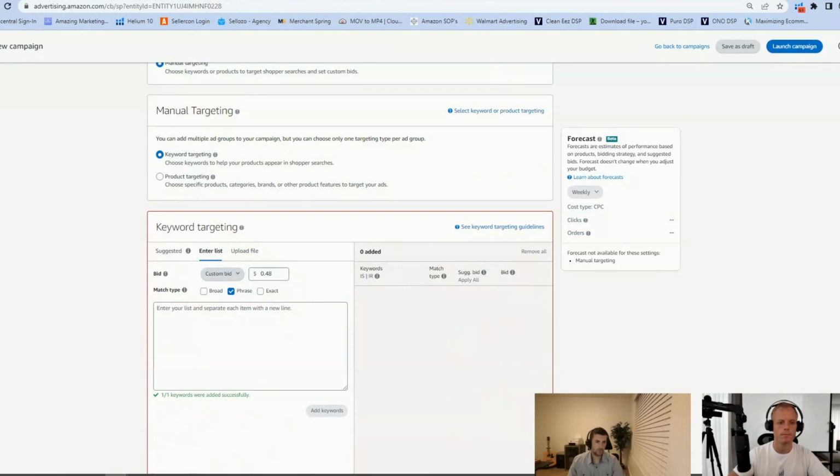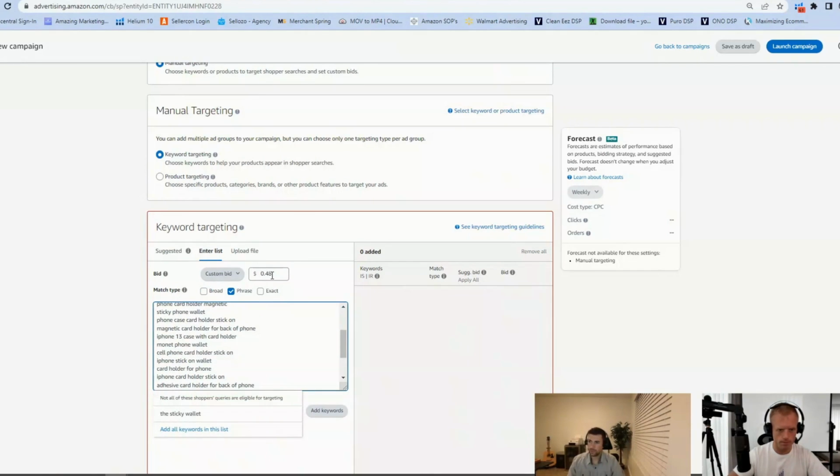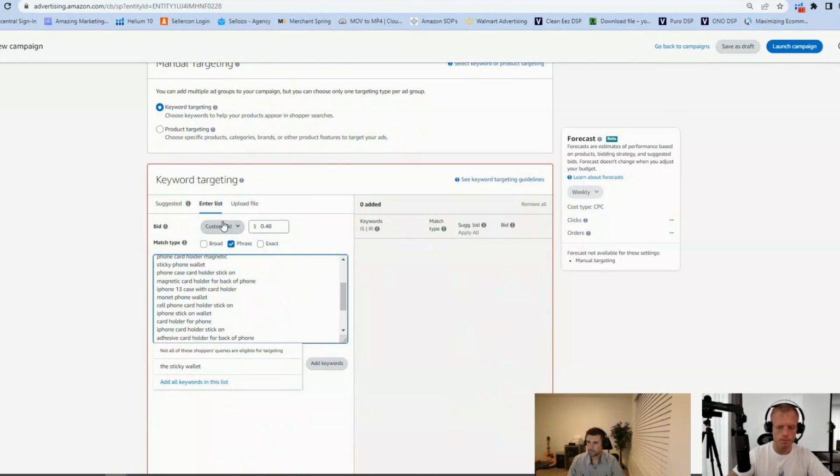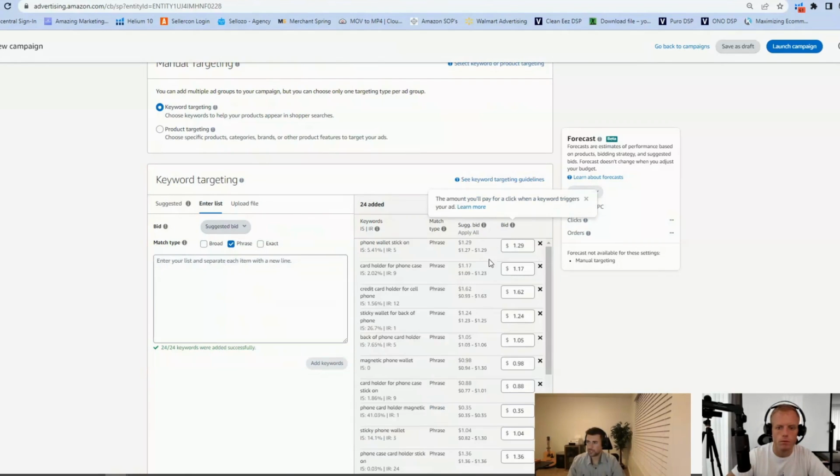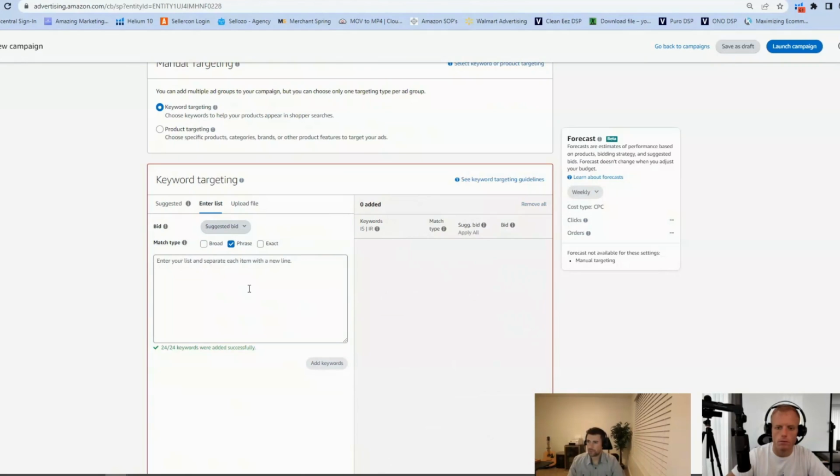In essence, we just take all these and we say, hey, we're going to put all of these in here with our custom bid. We choose, it normally is under suggested bid. And if you do click suggested bid, it'll just pop up with all those as suggested bids. And so you'll see how those are pretty high. You can obviously remove them all or individually.